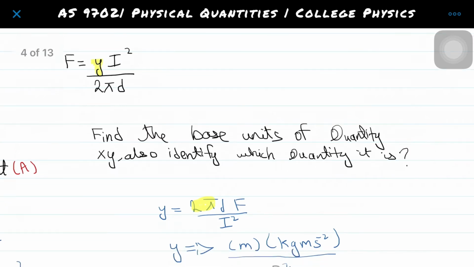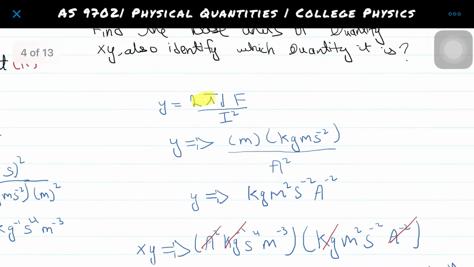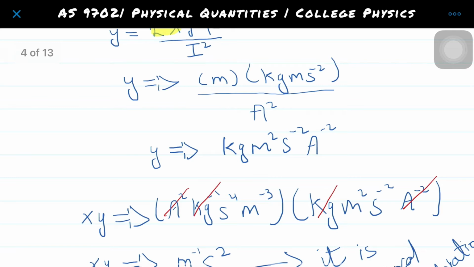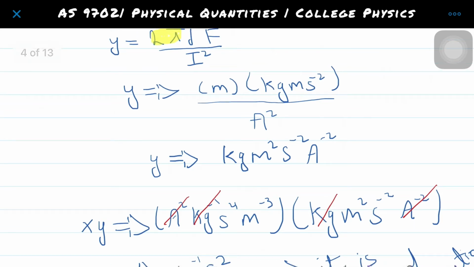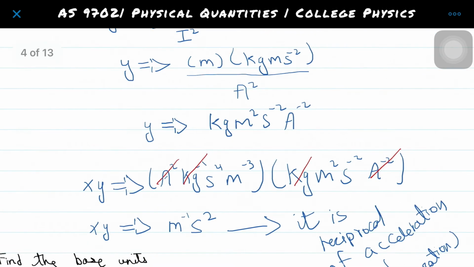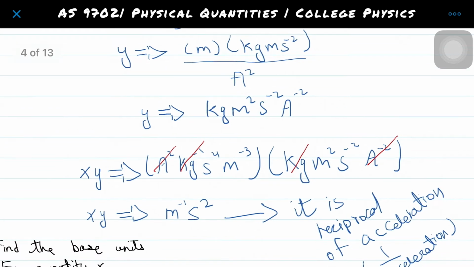The question said find the base units of quantity xy and identify which quantity it is. So now we have to multiply both of these x and y in order to find out the base units of xy. So basically we'll multiply the A² kg^-1 s^4 m^-3, which were the base units of x, with the base units of y, which are kg m² s^-2 A^-2. And after cutting everything down, we'll basically find that xy is equal to m^-1 s².